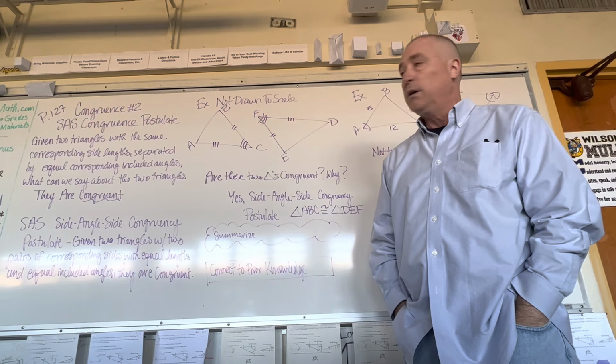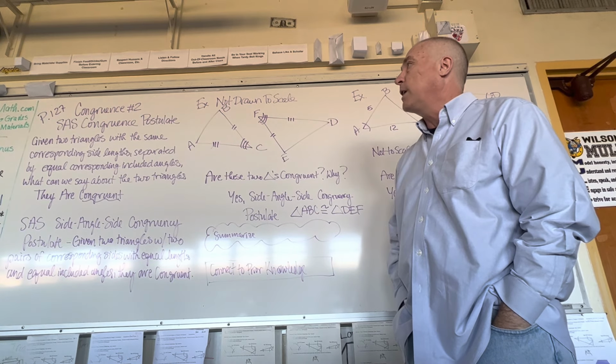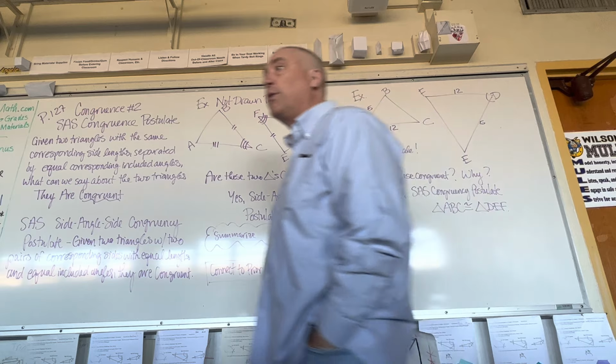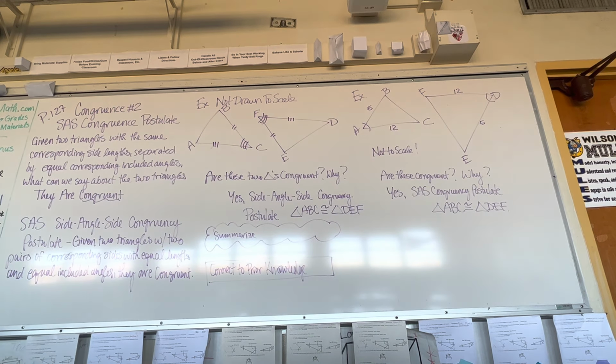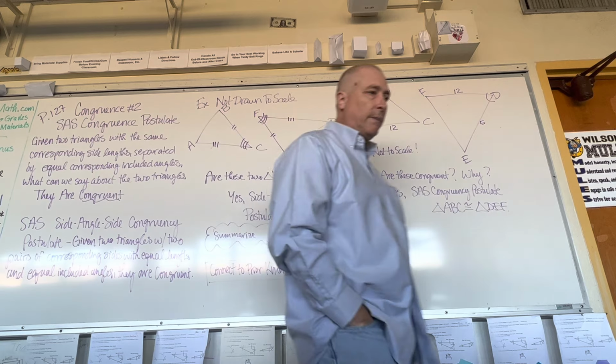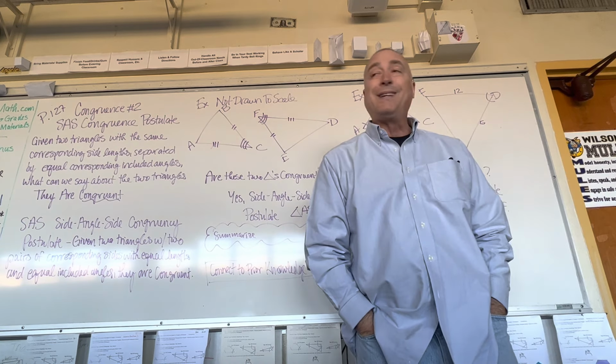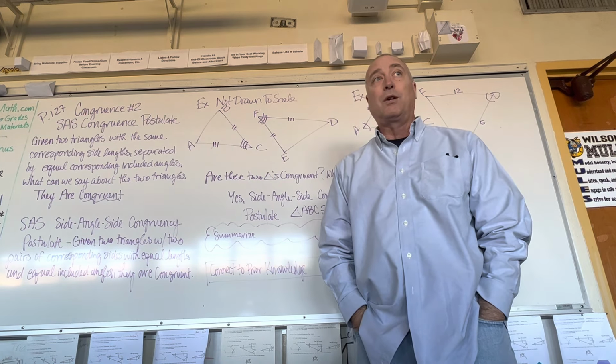Okay. So look, you guys, this is page 127 in your comp book. Are you there yet? If you're there, turn to page 127. If you're not, go to creatormath.com and pull up page 127 as we go over these notes. This is on congruency number 2. You're in a new unit on congruency.